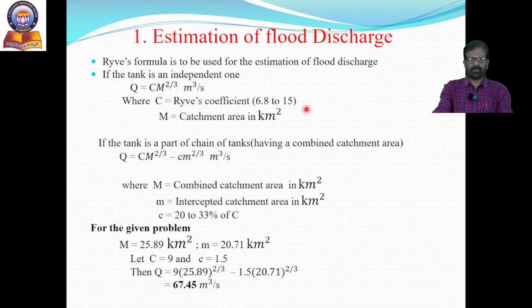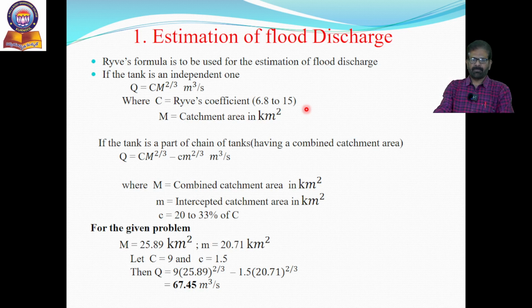And the next important parameter is capital M. Capital M is the catchment area in square kilometers. Units are very important. If you substitute the value of M in square kilometers, we will get the discharge in meter cube per second, that is the SI unit directly. So you have to remember the units. While substituting the M value in this equation, the M should be in square kilometers only.